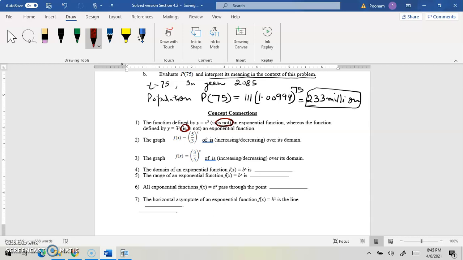Graph of the function f of x is equal to 5 by 3 raised to power x is increasing or decreasing. So you need to check the base, which is 5 by 3, which is more than 1. That means the function has to be increasing function. The graph of the function 3 by 5 raised to power x is decreasing or increasing. Again, you have to check the base, which is 3 by 5. This is less than 1. That means the function has to be decreasing function.